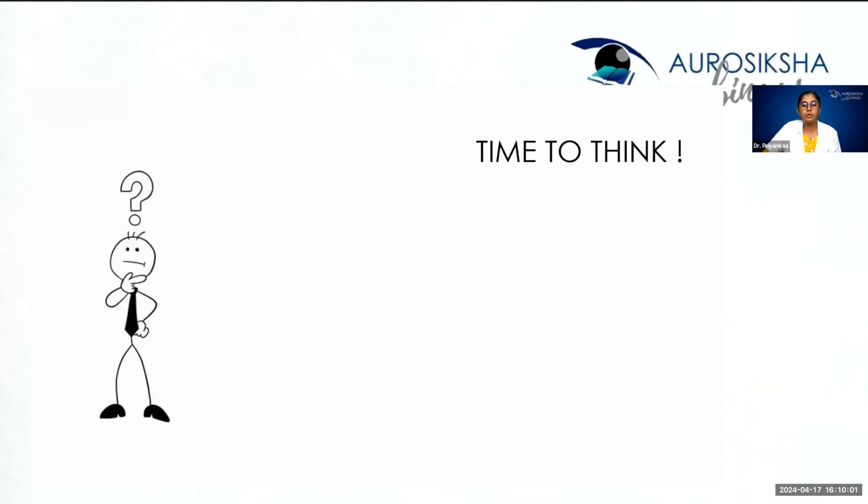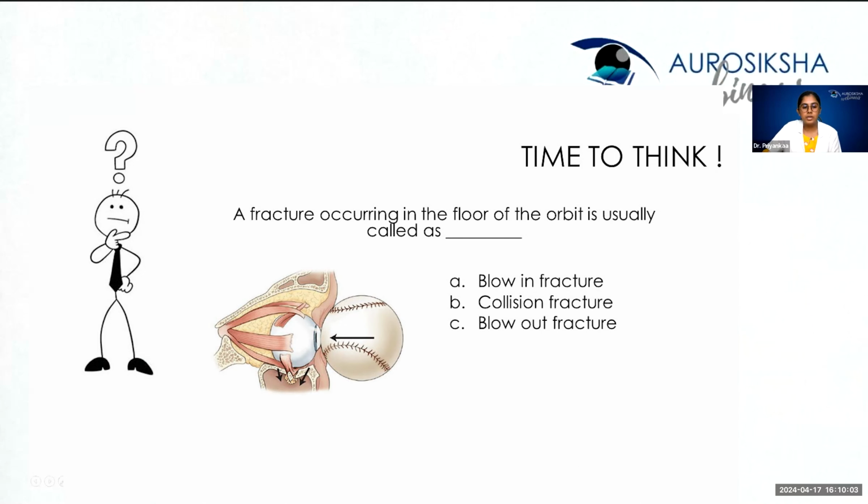Now, it's time for you to think. I have a question. A fracture occurring in the floor of the orbit is usually called as dash.